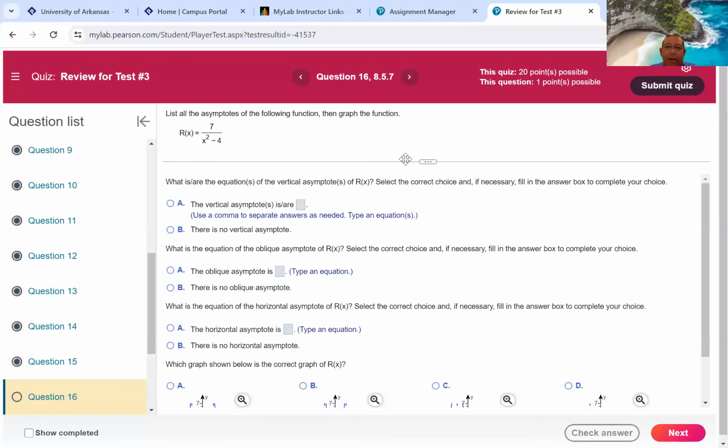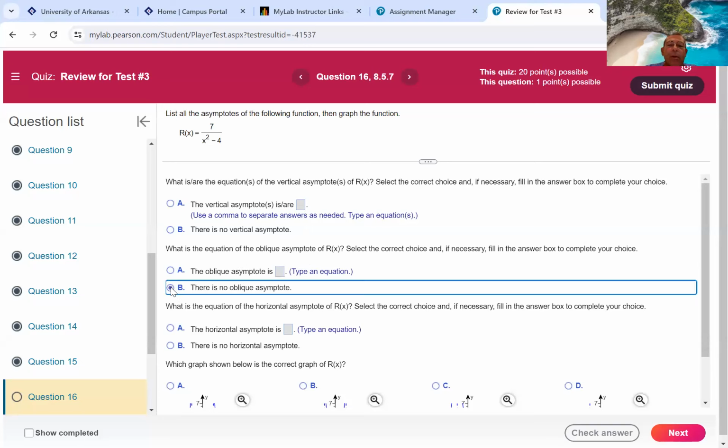Okay, so this is one of the longer ones. We got R of X equals 7 over X squared minus 4. Now, I will say this. The first one wants the vertical asymptotes. This one where it says the oblique asymptote, every single one of y'all on this question, when it asks for oblique asymptote, you got to put B. There will be no oblique asymptotes for anybody, okay? So what we got to go find is our vertical and our horizontal. So let's go to the pad.